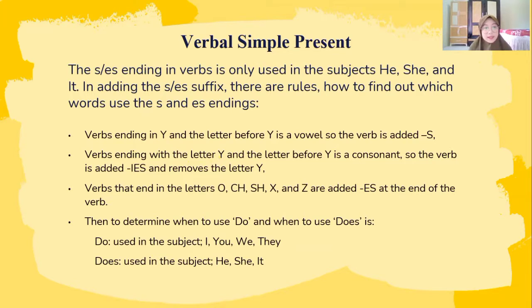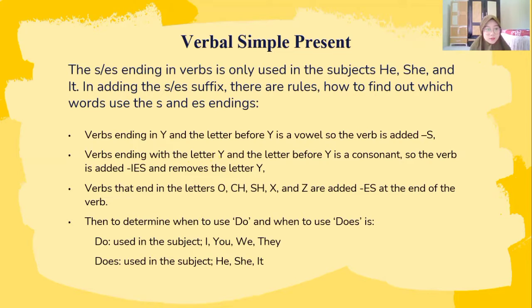Verbs ending in y and the letter before y is a vowel, so the verb is added s. Di kata kerja yang berakhiran huruf y dan huruf sebelumnya adalah huruf vokal, maka kata kerjanya ditambahkan s. For example, say menjadi says. Untuk contohnya, Cheryl says everything is going to be alright. And for another example is buy menjadi buys. Contoh kalimatnya, Sophia buys new console game.